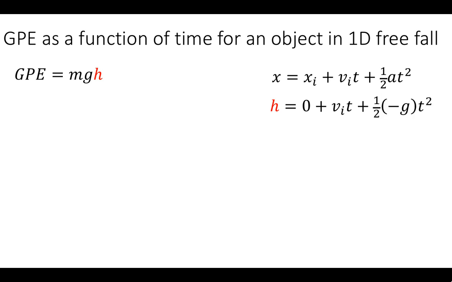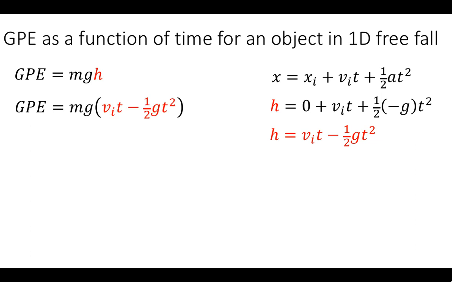And the next term, I'm going to substitute in negative g for the acceleration because the ball is in free fall. The negative sign indicates that down is the negative direction. And on the next line, I'm just going to tidy that up a little bit. And now we can insert it in for h into our original equation for gravitational potential energy.